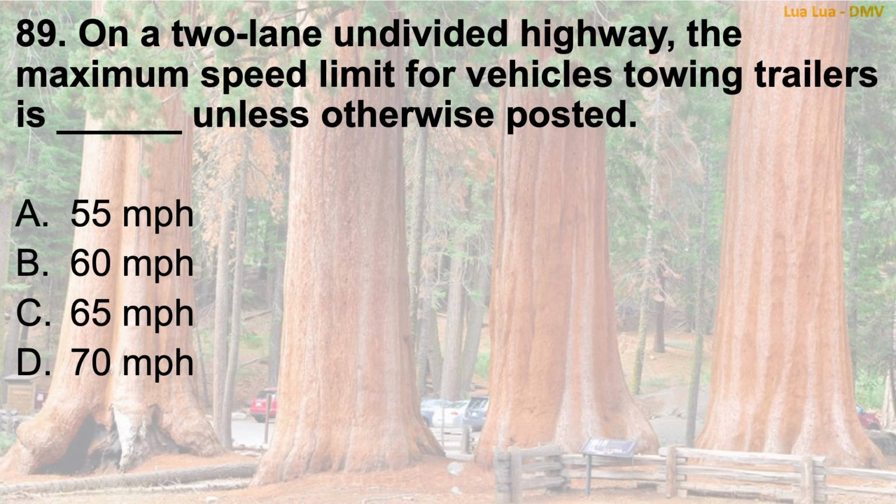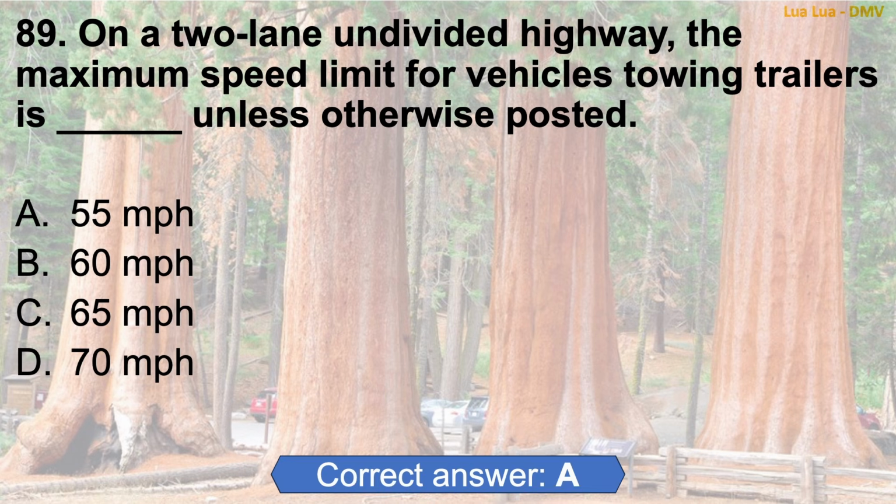Question 89. On a two-lane undivided highway, the maximum speed limit for vehicles towing trailers is blank, unless otherwise posted. A. 55 miles per hour. B. 60 miles per hour. C. 65 miles per hour. D. 70 miles per hour. The correct answer is A. 55 miles per hour.